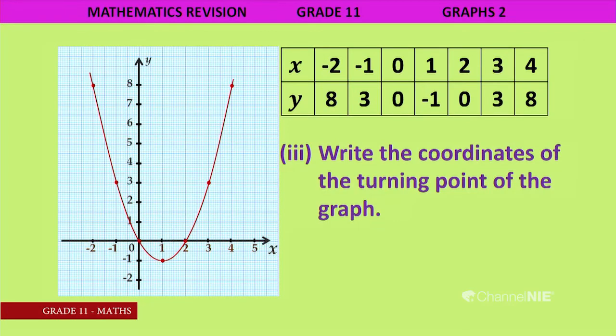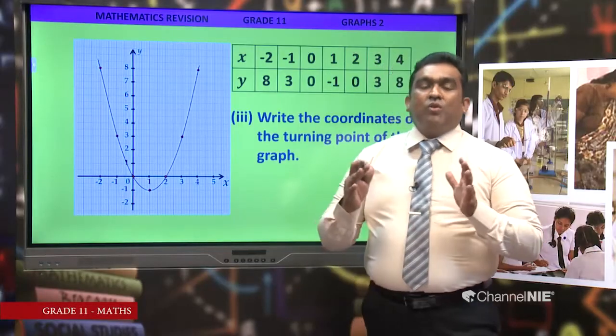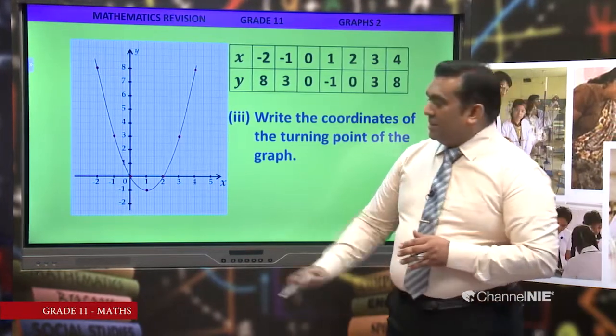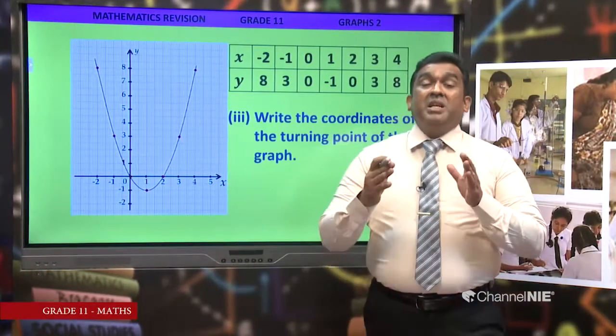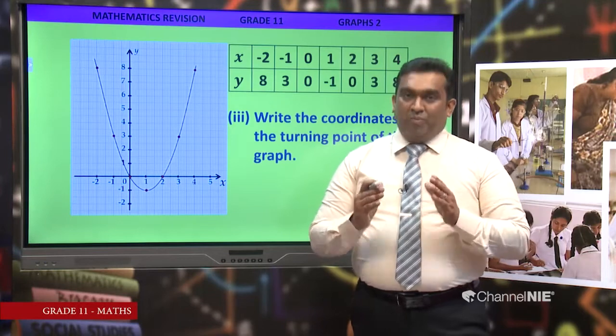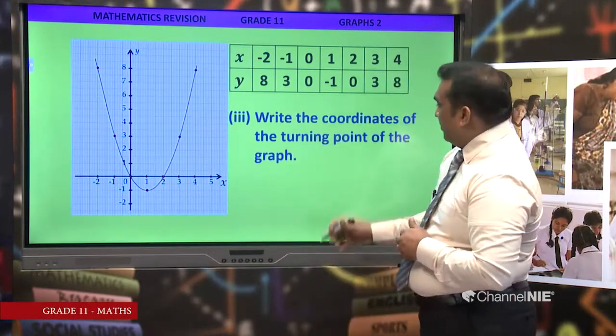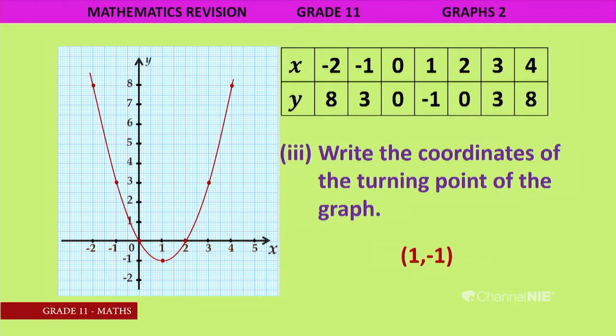Write the coordinates of the turning point of the graph. Turning point, vertex. The coordinate of the vertex is the turning point. This is a minimum curve, therefore the minimum point is your turning point or the vertex of the graph. x coordinate is 1, y coordinate is minus 1. That is your turning point.